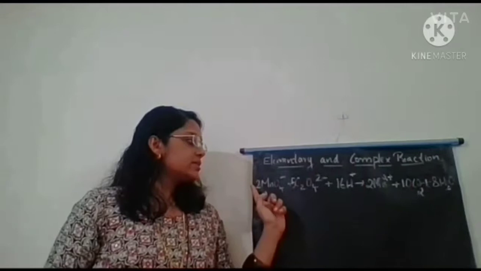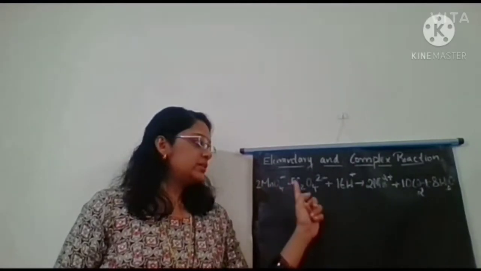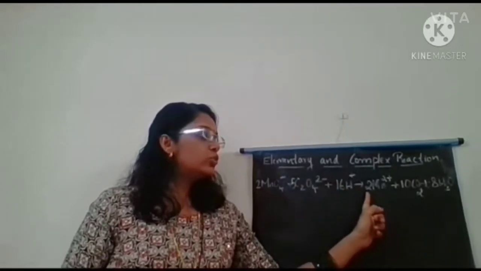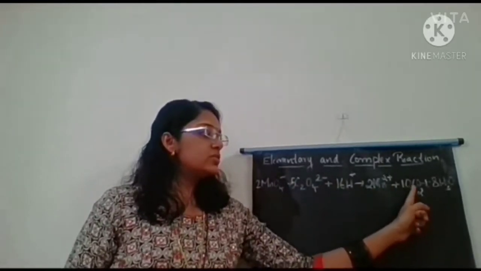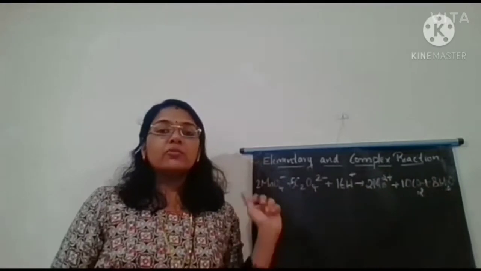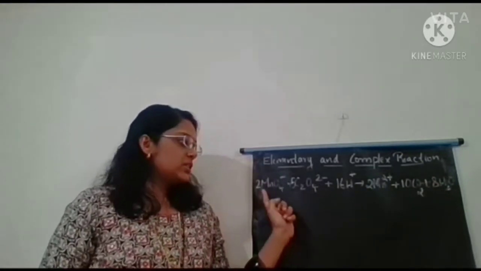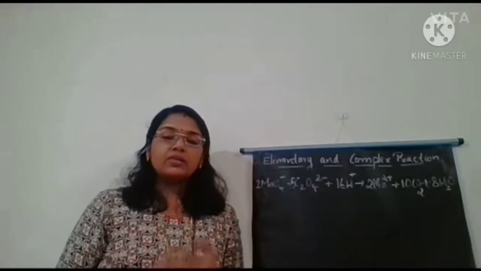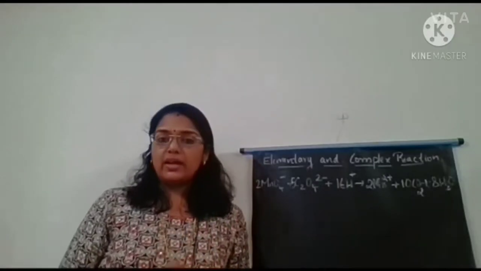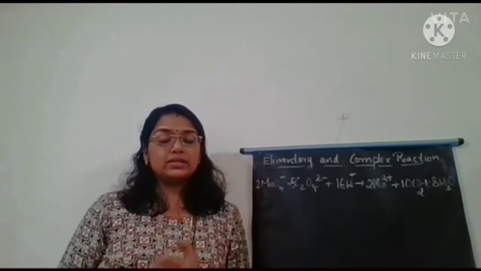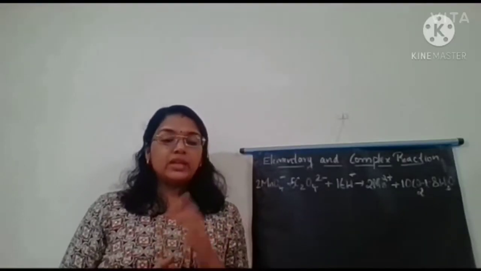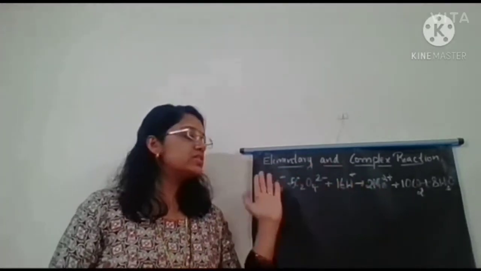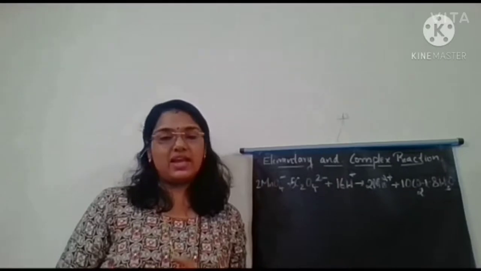So consider this reaction, that is 2MnO4 negative plus 5C2O4 2 negative plus 16H plus giving 2Mn2 plus 10CO2 plus 8H2O. When we look at the molecularity of this reaction, we found that there are 23 reactive species. And we can surely tell that these 23 reactant molecules cannot collide each other simultaneously in one step. That means the product is formed in a number of steps. So this is an example of a complex reaction.